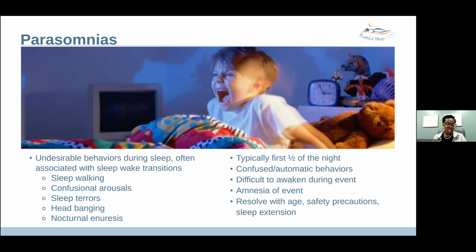Typically it resolves with age, and usually safety precautions and sleep extension tend to work very, very well. What's sleep extension? Really just adding more sleep. Don't complicate it. Fifteen minutes extra makes a whole world of difference, and it lets that child settle more into deep sleep instead of waking up with a sleep terror.